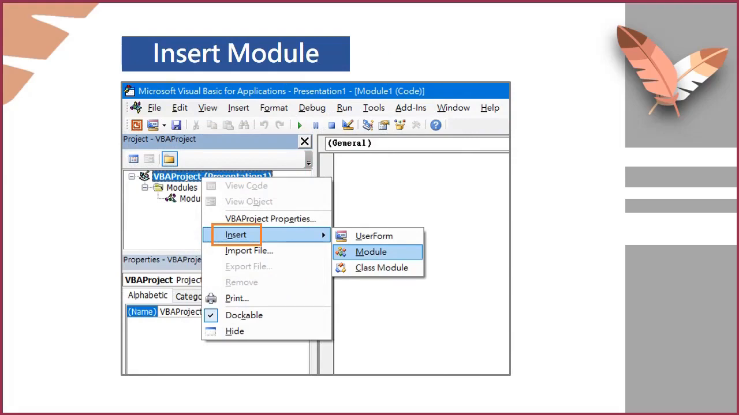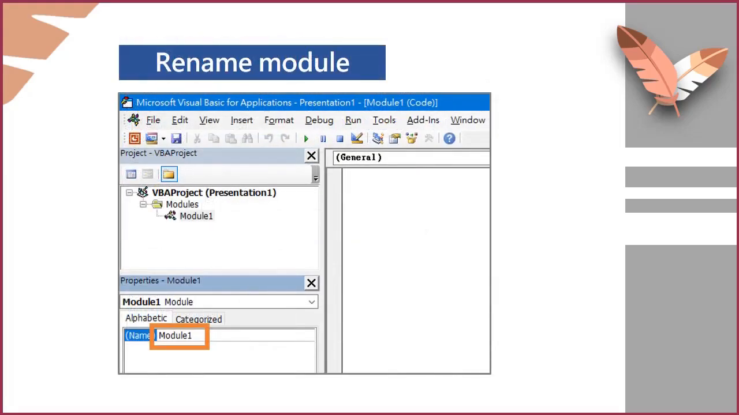In the Project Explorer, you can rename a module. The first step is to find the module you want to rename and select it. Then, navigate to the Properties window pane. If you don't see this window, you can access it by selecting View from the top menu, followed by Properties window. Alternatively, you can press F4 to display it. In the Properties window, the first property listed is the Name property. This is where you can edit the module name.